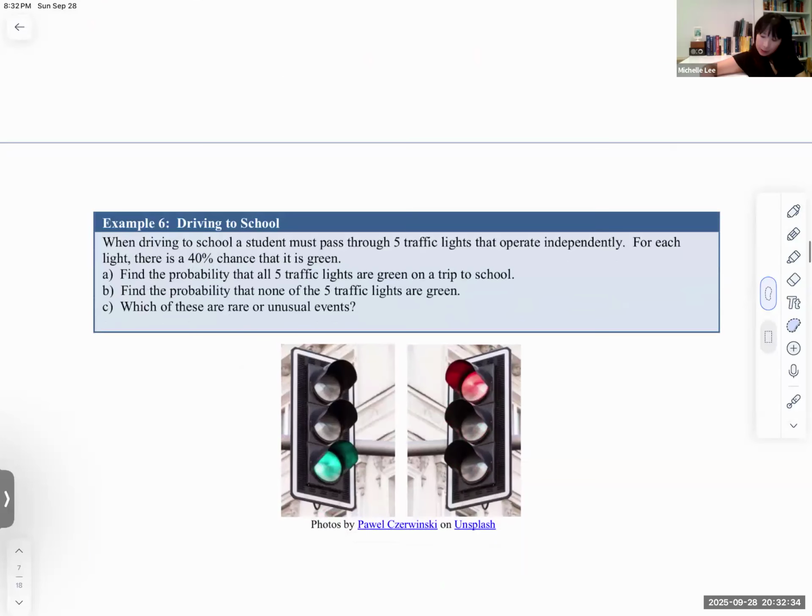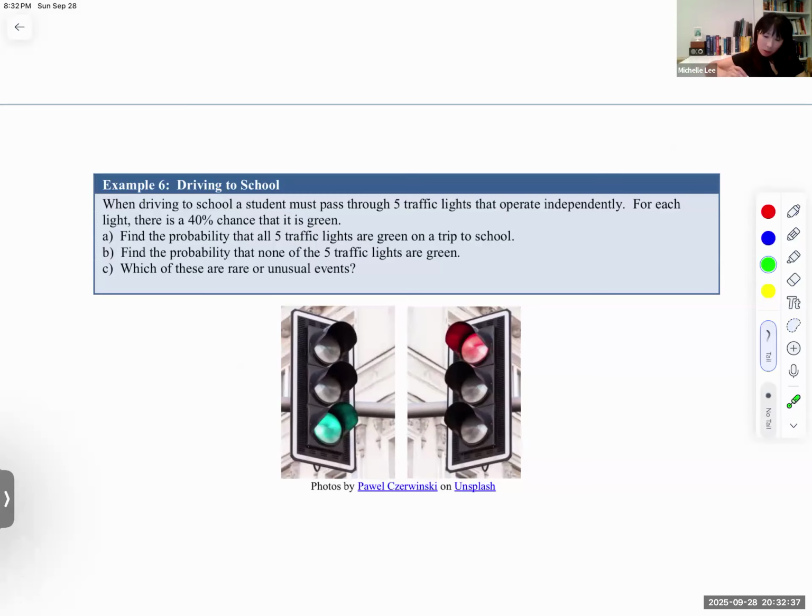Very good. All right, so let us do this example. When driving to school, a student must pass through 5 traffic lights that operate independently for each light. So all the lights are independent, right? There is a 40% chance that each is green. Find the probability that all 5 traffic lights are green on a trip to school. So let us do this one.